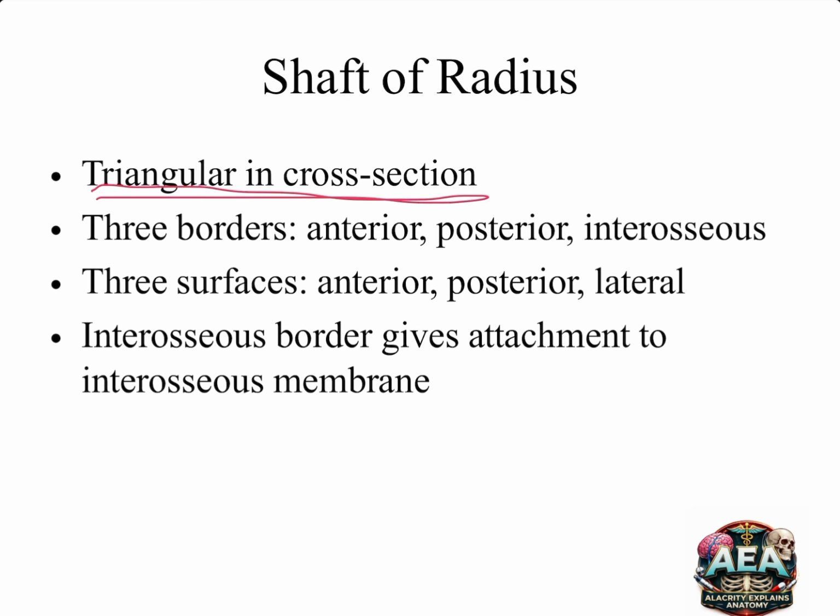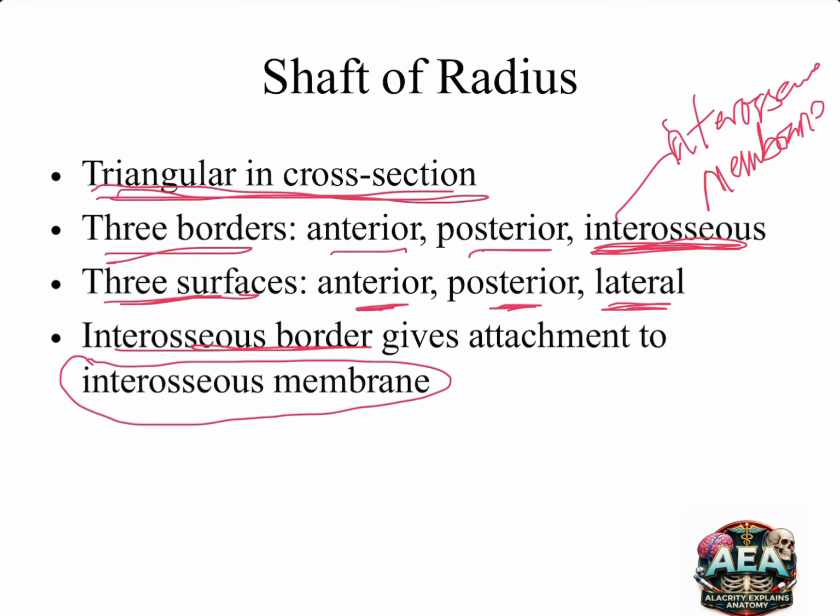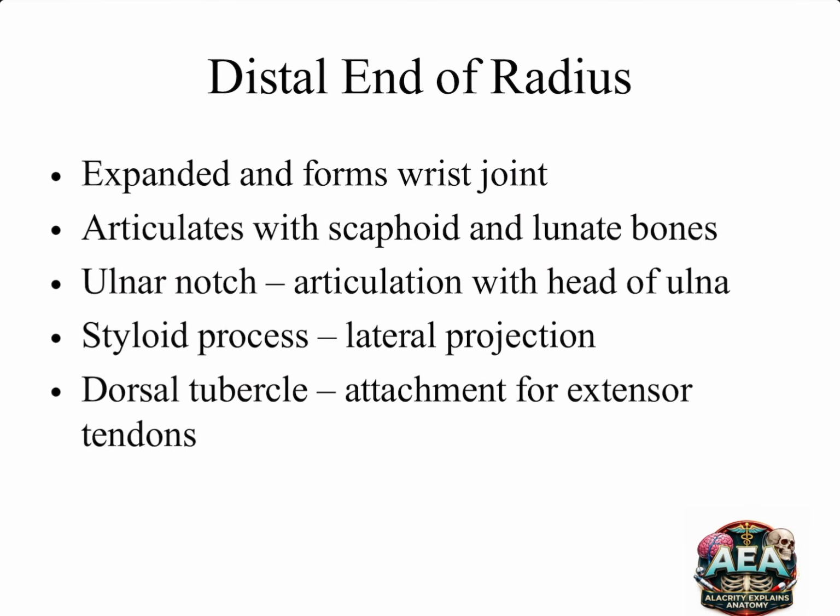It is triangular in cross section. If you take a cross section of the radius, you see that it is triangular in shape. It has three borders: anterior, posterior, and the interosseous border. The interosseous border is the site for attachment of the interosseous membrane. Then it has three surfaces: an anterior surface, a posterior surface, as well as a lateral surface. The interosseous border, like we said, gives attachment to the interosseous membrane. Very, very important.